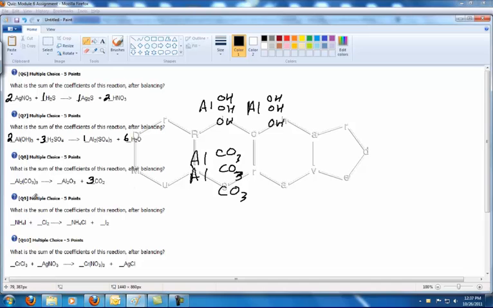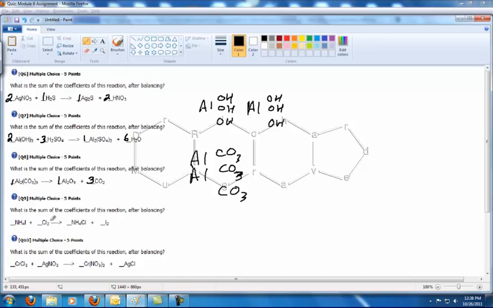Alright, so let's take a look at the rest of this. That's 9 oxygens here. Over here we've got 3 oxygens, and then we've got 6 oxygens here. So 3 plus 6 is 9. So that's all balanced out as well. 1 and 1, and that's all fixed up too.